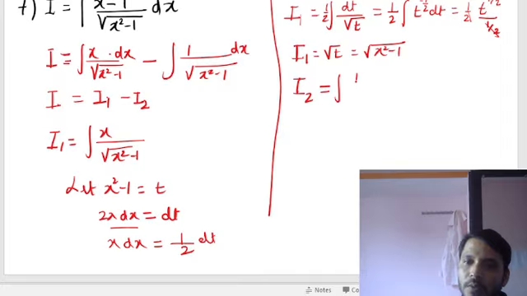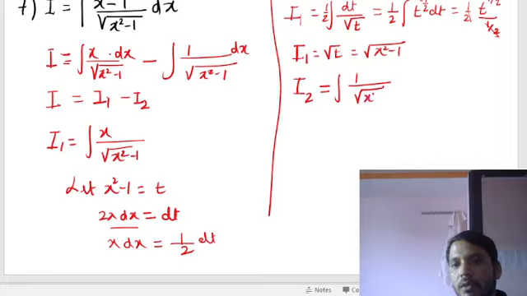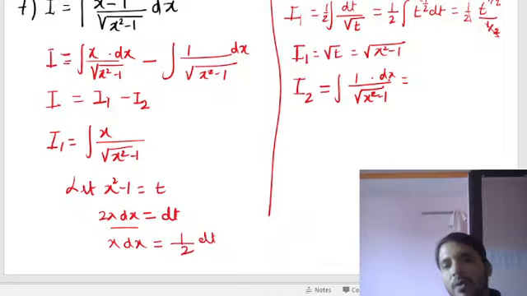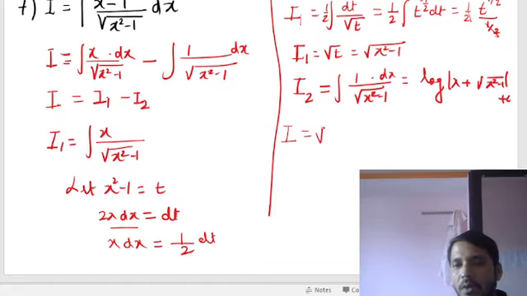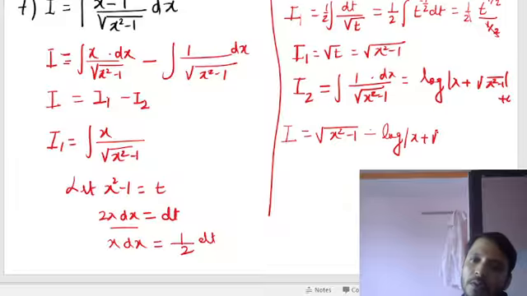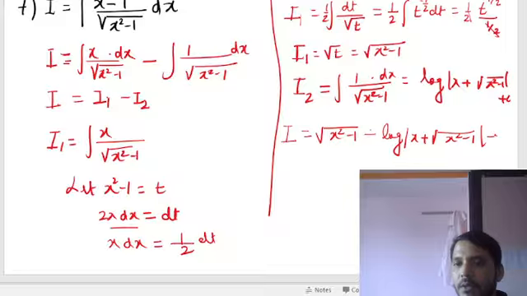So this is our I1, and I2 we can write directly. I2 we have given 1 upon under root of x square minus 1 dx. So this is direct formula based, 1 upon under root of x square minus a square. What is the formula? Log of mod of x plus under root of x square minus 1, and then plus c. Therefore finally I will be equal to under root of x square minus 1 minus log of mod of x plus under root of x square minus 1 plus c. So this is the final answer of question number 7.